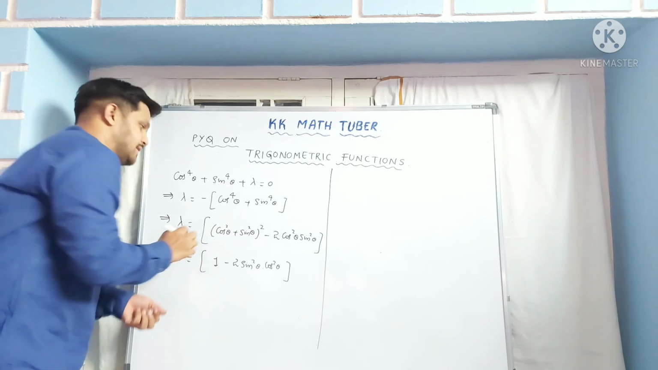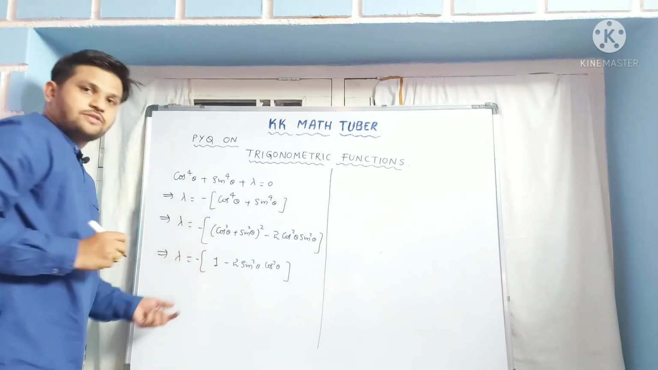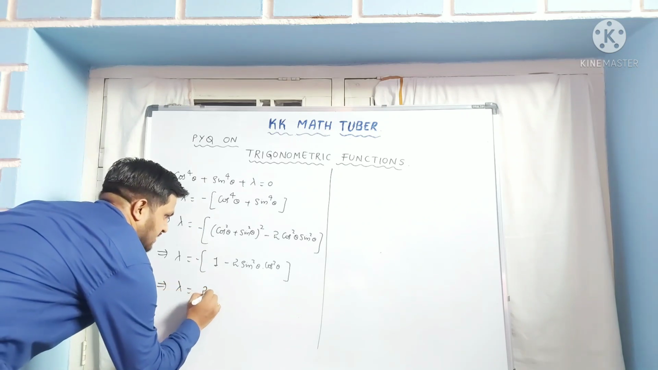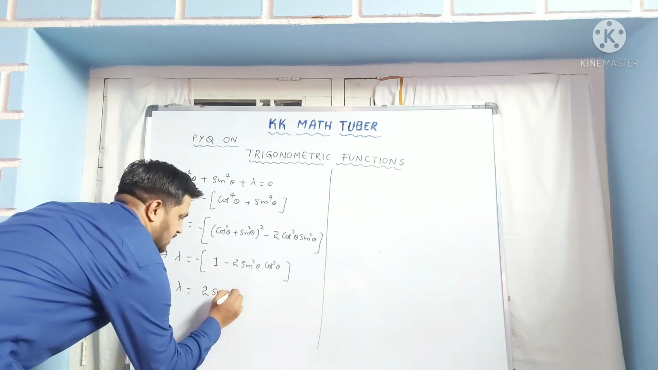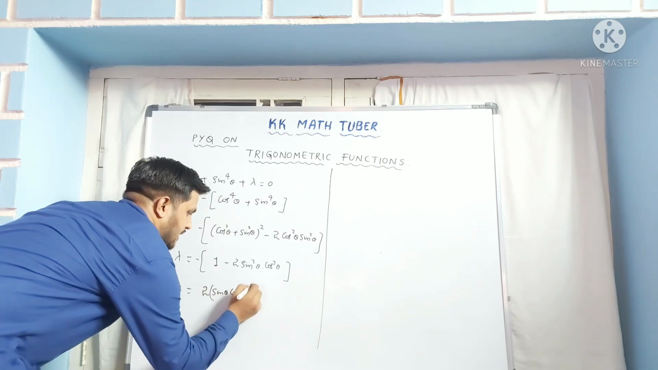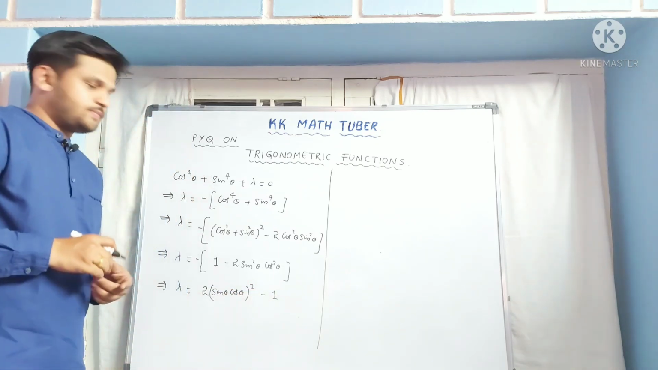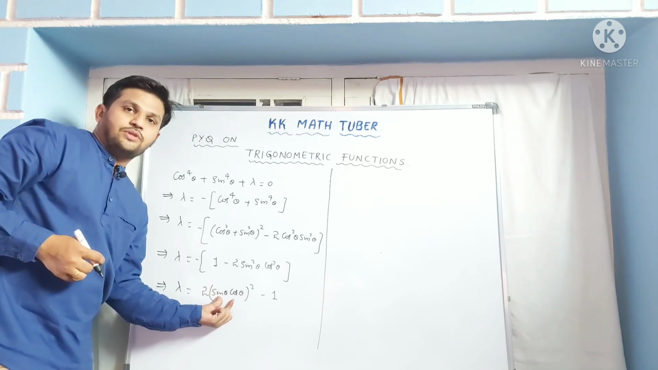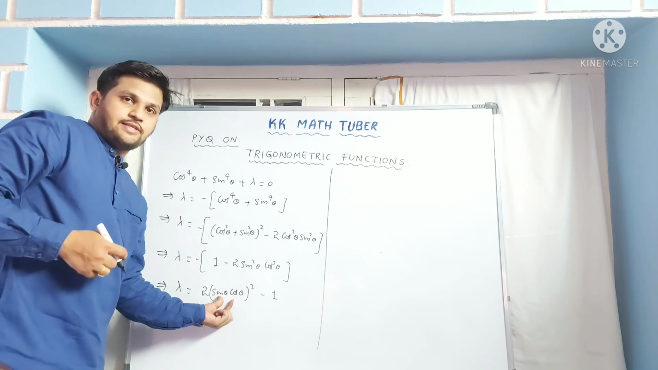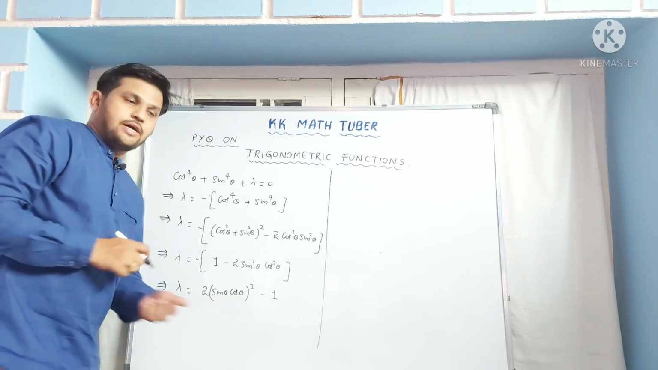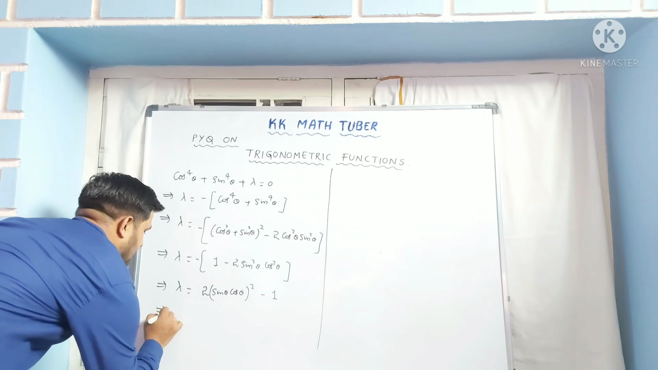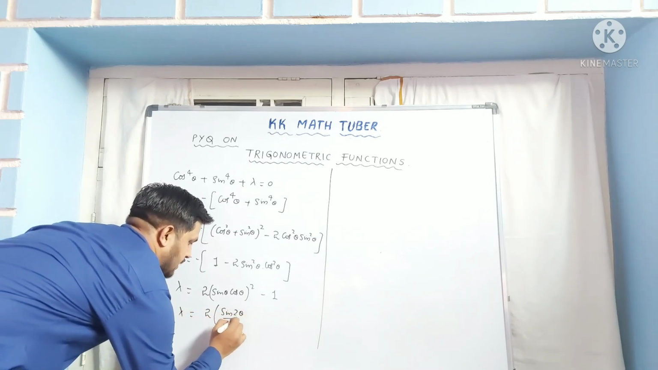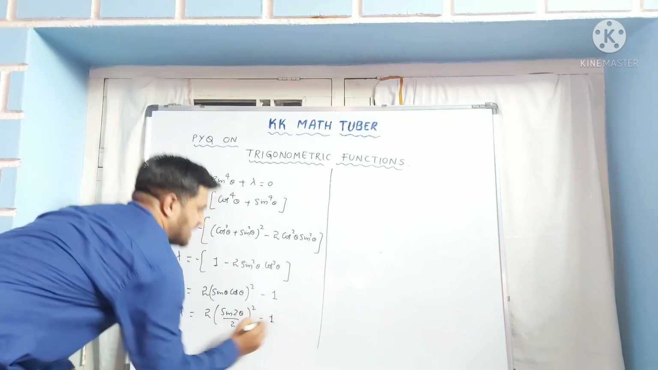I hope it is clear. Look here, the negative sign is there, so keep it outside the bracket and multiply minus inside the bracket. That is 2 sin theta cos theta whole square minus 1. Now can we simplify this using sin 2 theta? We know that sin 2 theta is 2 sin theta into cos theta. So it is sin 2 theta divided by 2, whole square, minus 1.